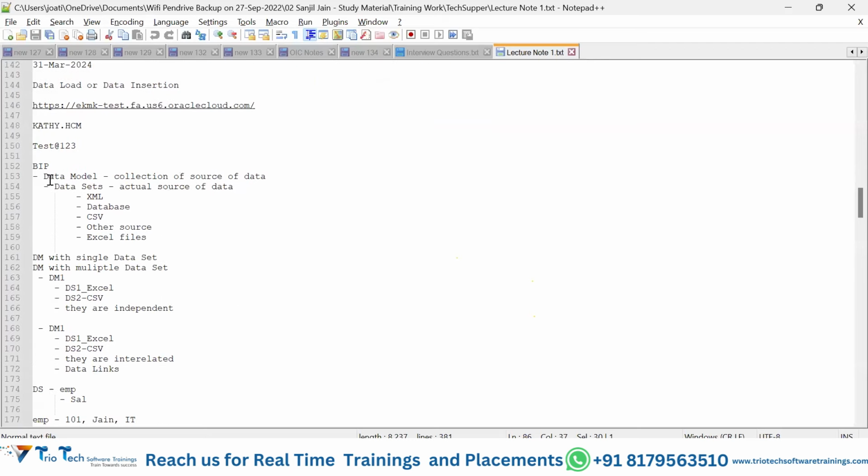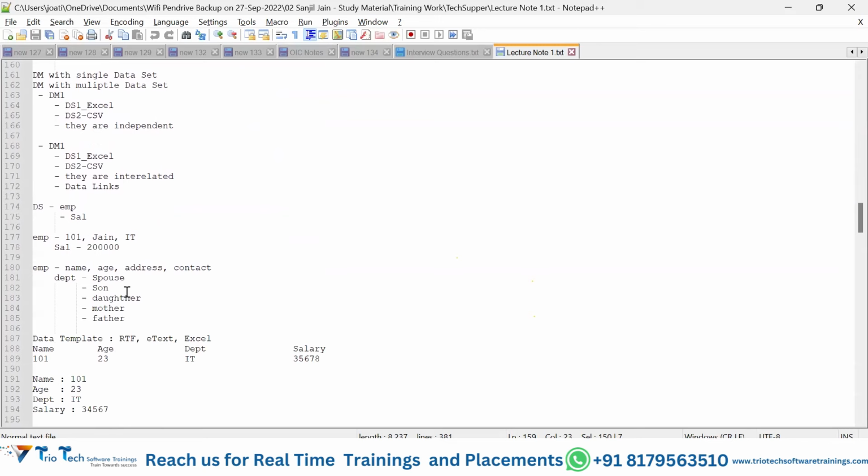Once we start learning with BIP, what is BIP, its different components and sub-components, the different ways that we go through to build the data set, and defining different sorts of templates, all those things we will be discussing and covering.